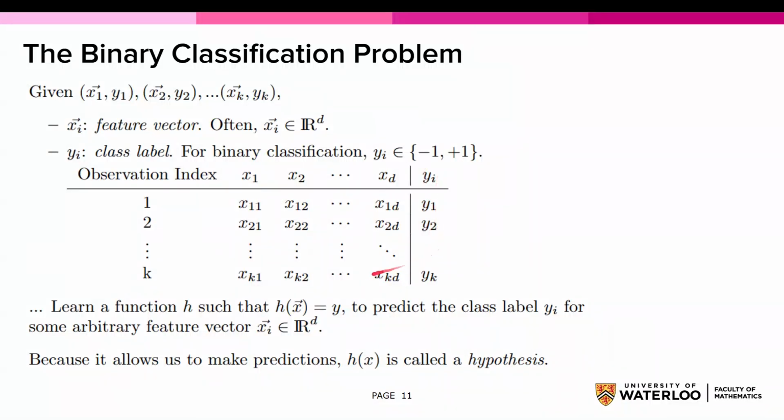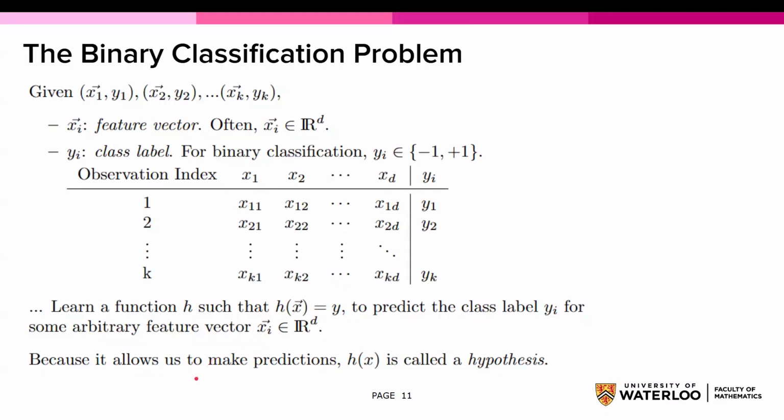And so the goal of binary classification is to identify some function or mapping h such that if we were to apply it to the observation's feature vector, it would output its class label. And so ideally, this function should generalize to data that we haven't seen before. That is, we want to be able to handle some feature vector in the same space and predict its class label.